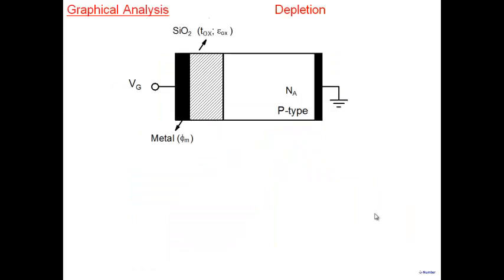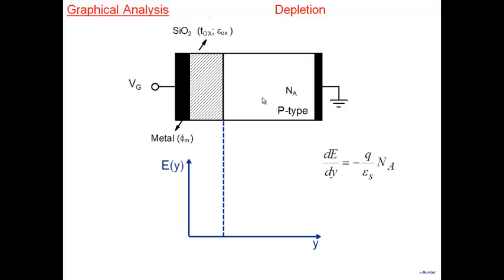Alright, so let's come back to the graphical analysis. So what we've been saying is the following. If we look at our MOS system, it's helpful if we sketch the field. We start from the field here. There are two parts to sketching the field: one is in SiO2, the other one is in semiconductor. And in semiconductor, we sketch the field when there's uniform doping.